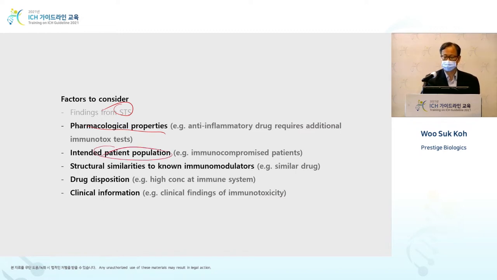And if it's an intended patient population, for example, if it's AIDS patient, we need to do more research on immunocompromised patients because they might be under other immune treatment. And the structural similarity to known immunomodulators, thymus, spleen, and bone marrow, whether there is a higher concentration of drug on these organs.